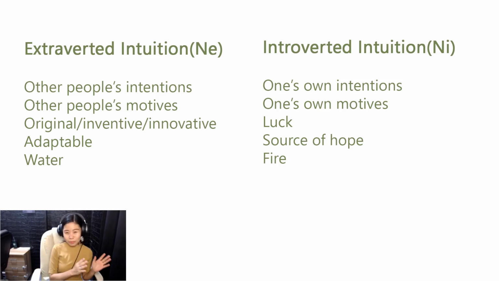If they are talking about other people's future, that's NE. If they are talking about their own future, that's NI. So overall, in summary, you can summarize NE by its symbolic representation or elemental affinity. They are like water. They are very adaptable, whatever shape na nag-present sa kanila or whatever their situation looks like, they adapt.